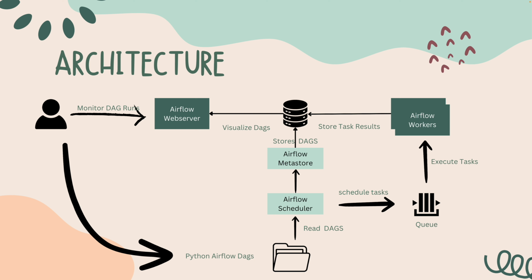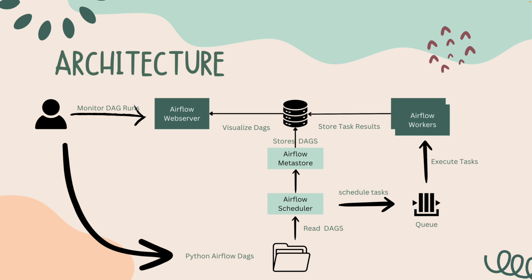Airflow workers are the ones which pick up the tasks that are scheduled for execution and execute them. So, in general, the workers are responsible for actually doing the work. Now, the Airflow web server is where you visualize the DAGs which are parsed by the scheduler, and it provides a main interface for users to monitor DAG runs and their results, right?